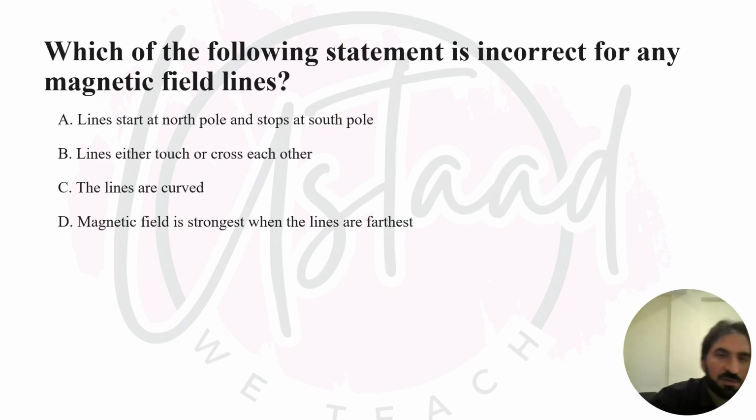Our last MCQ of the second video is, which of the following statements is incorrect for magnetic field lines? Option A, lines start at the North Pole and stop at the South Pole. Option B, lines either touch or cross each other. Option C, the lines are curved. And option D, the magnetic field is strongest when the lines are furthest. So option D is the correct option.